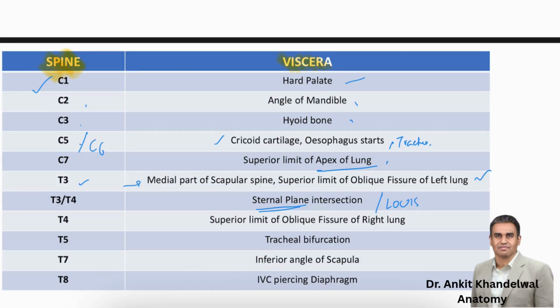So make a note of the difference between the fissures of the left and the right lung, there is a difference of around 1 vertebral level. At the T5 spinal level, or you can say around the T5 T6 body, we have the bifurcation of the trachea, so it lies a little below the sternal angle. At the T7 spine, if you look at the posterior aspect, we have the inferior angle of the scapula. At the T8 spine, or around the T8 body, we have the IVC, the inferior vena cava, that is going to pierce the diaphragm and enter into the right atrium of the heart. Okay, so these are very important vertebral plane levels.